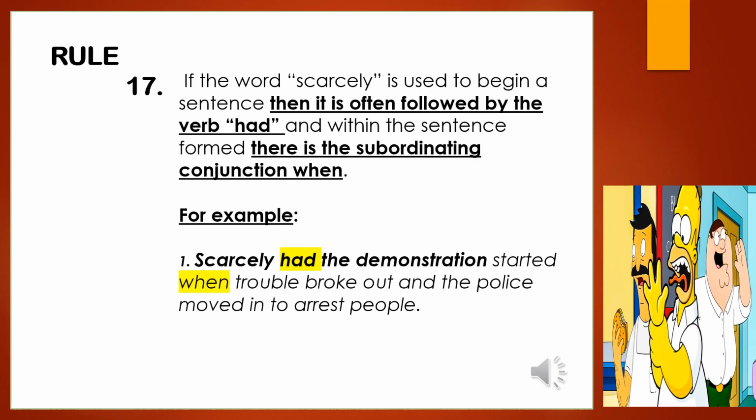Number 17. If the word scarcely is used to begin a sentence, then it is often followed by the verb had. And within the sentence, there is the subordinating conjunction when. For example, scarcely had the demonstration started when trouble broke out and the police moved in to arrest the people.